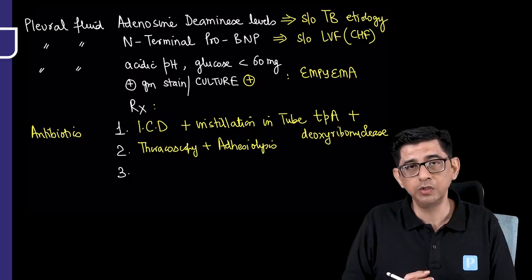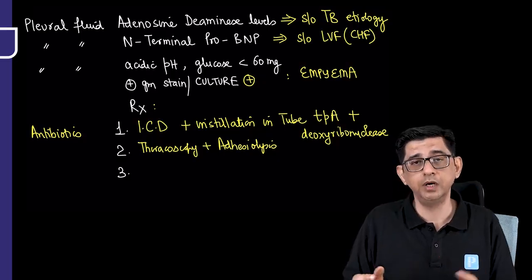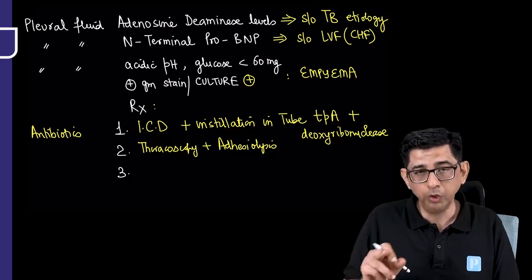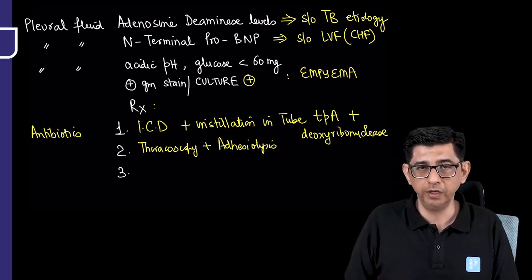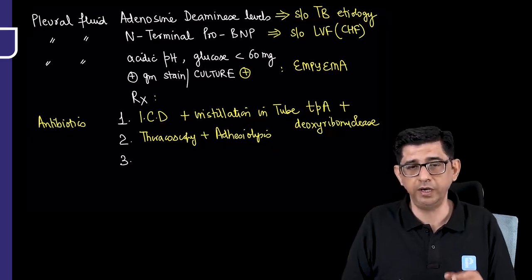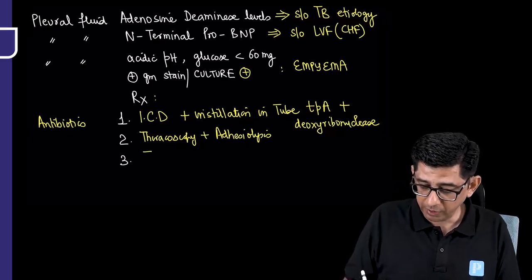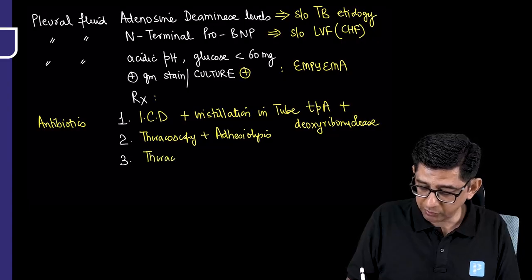So what you're gonna do in those circumstances is that you're gonna break those adhesions. So point number two that I've written on the board at the moment is valid for a loculated variety of empyema. Apart from that, in some cases, we might even have to go in for surgery, that is thoracotomy, where decortication might be done.